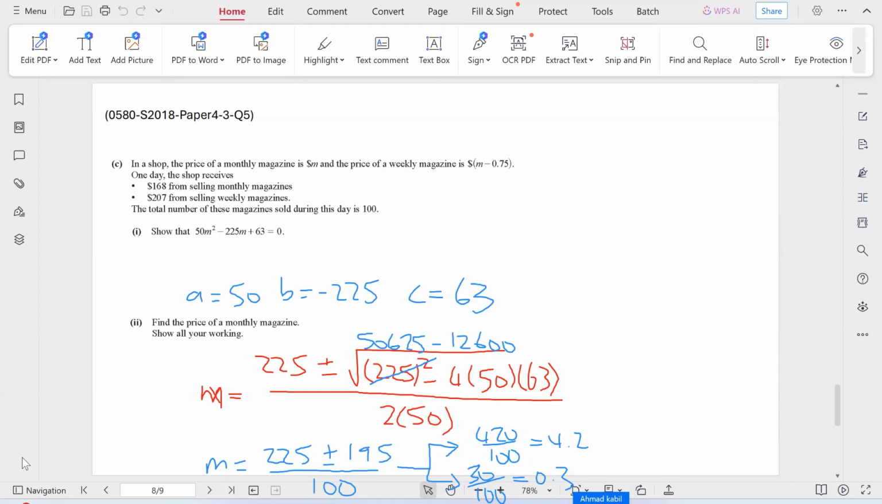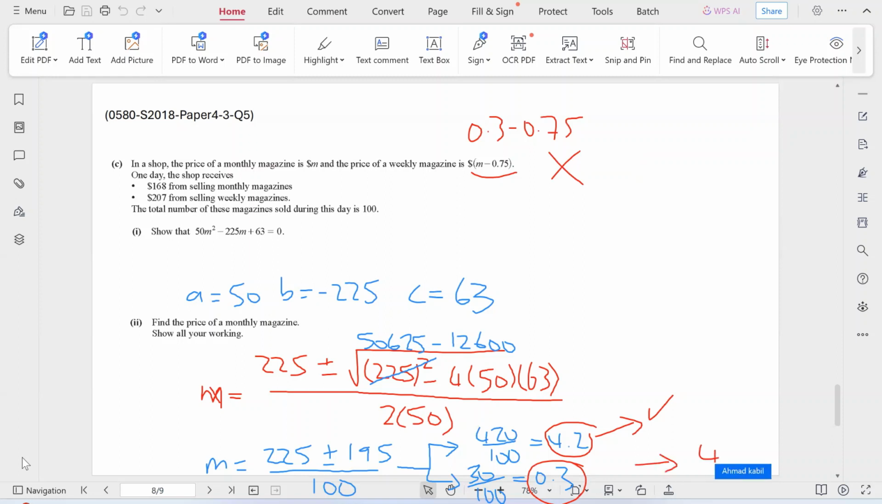So do we accept both answers? They're both positive, but are they both correct? Actually not, because this is correct, but this wouldn't work even though it's positive, because we have here m minus 0.75. So you have to think about that. If m is 0.3 here, you get a price that is negative, and that doesn't make any sense. So we have to reject the 0.3, and the final solution is $4.2. This is the value of m.